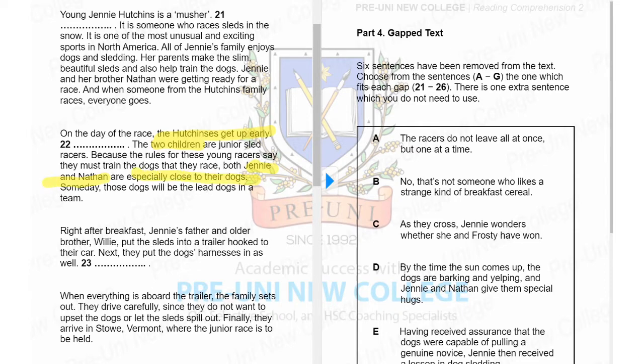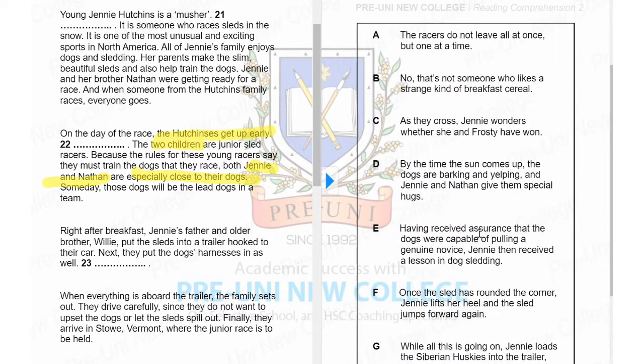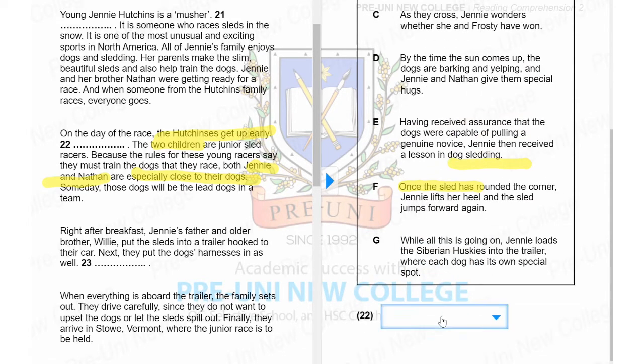So if we take a look at the available answer options, the only one that fits this definition is going to be option D, which says, "By the time the sun comes up," so when they get up early, "the dogs are barking and Jenny and Nathan give them special hugs." So once again, the relationship between Jenny, Nathan and the dogs is explained. So we can circle option D as the correct answer.